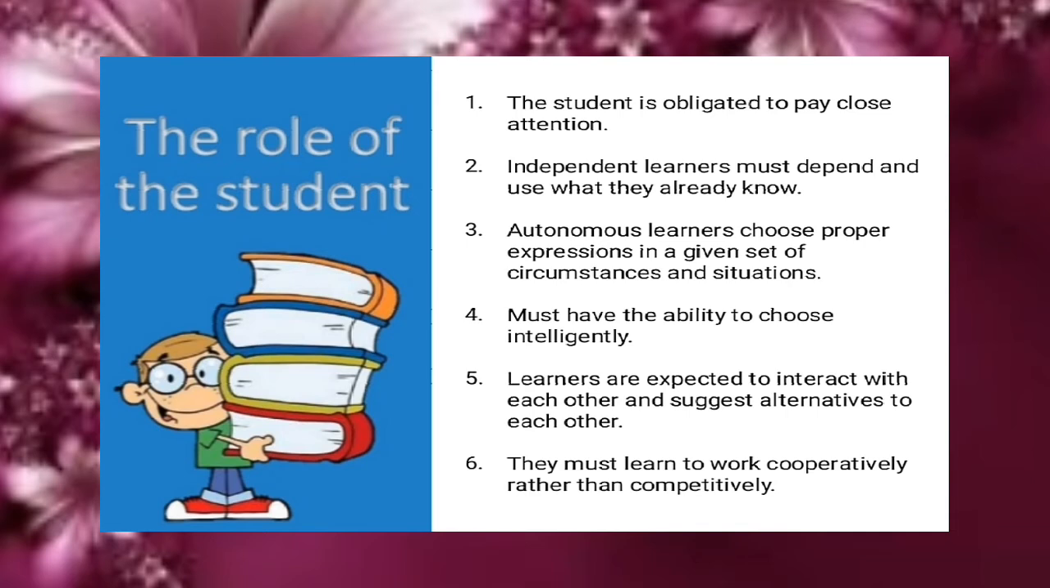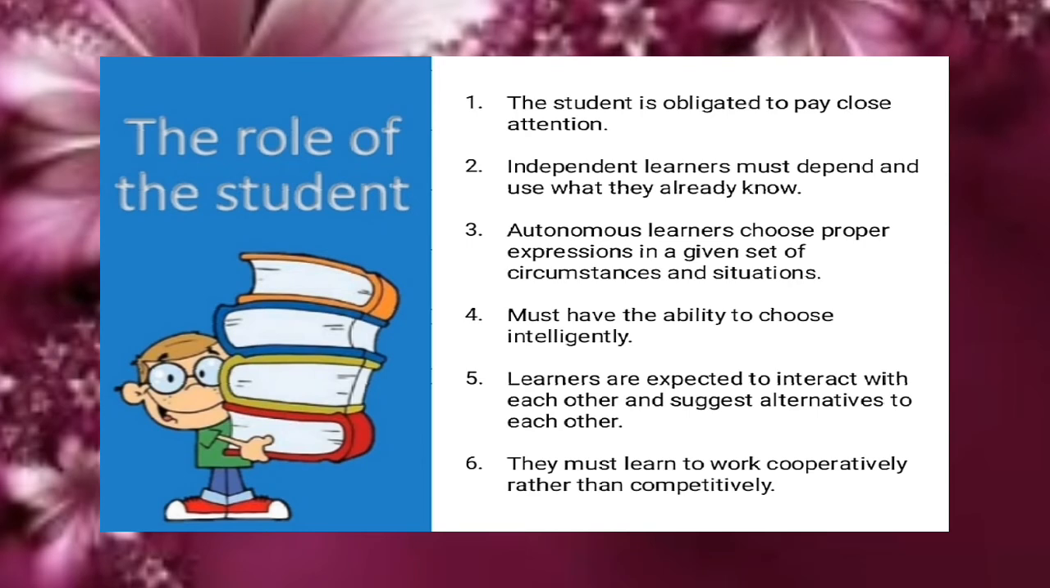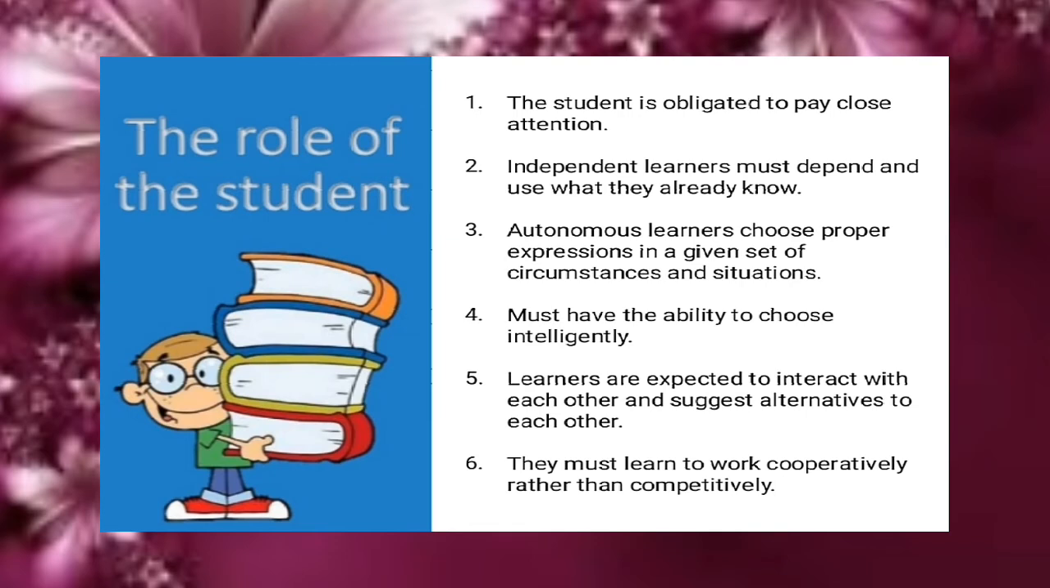Independent learners must depend on and use what they already know. Therefore, learners are expected to develop independence, autonomy, and responsibility. Autonomous learners choose proper expressions in a given set of circumstances and situations. Next, learners must have the ability to choose intelligently.